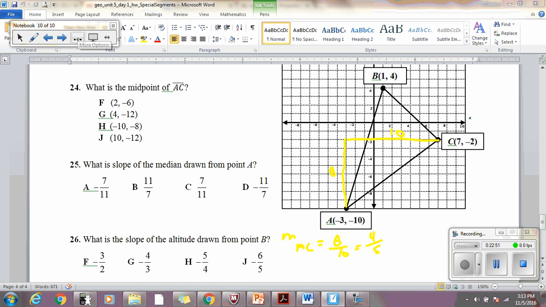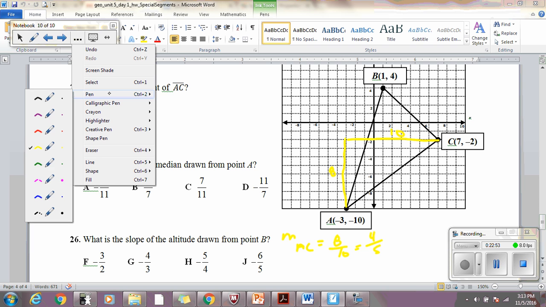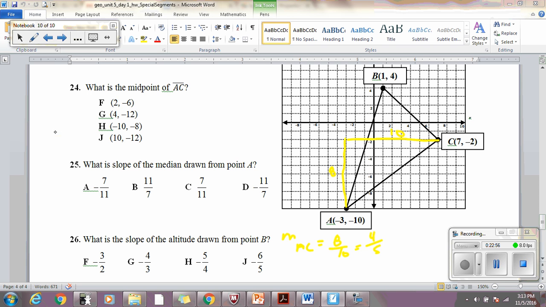So the slope for the altitude would have to be the opposite reciprocal because it's perpendicular. So the slope for the altitude would have to be negative 5 over 4. So H. Again, because it has to be an opposite reciprocal.